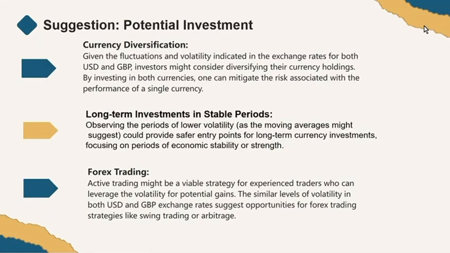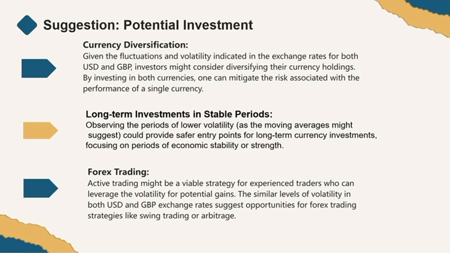The first is currency diversification. Given the fluctuations and volatility indicated in the exchange rates for both USD and GBP, investors might consider diversifying their currency holdings. By investing in both currencies, one can mitigate the risk associated with the performance of a single currency. The second, long-term investments in stable periods. Observing the periods of lower volatility, as the moving averages might suggest, could provide safer entry points for long-term currency investments, focusing on periods of economic stability or strength.